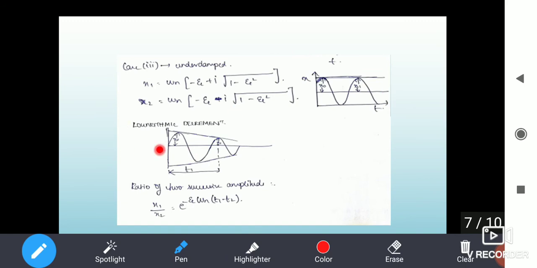Here is the logarithmic decrement. It's nothing but the natural logarithm of the amplitude reduction factor. So we will be seeing here there are two waves, that is x1 and x2, which will be representing the amplitude. Down below there is a formula for the ratio of two successive amplitudes. So what is the amplitude reduction factor? We have to know about it. The amplitude reduction factor is the ratio of any two successive amplitudes on the same side of the mean position.